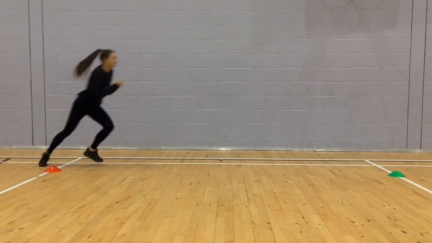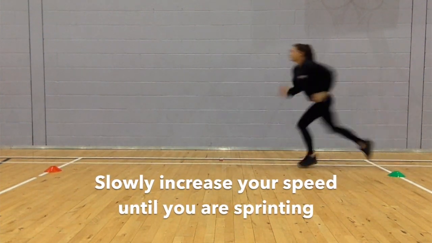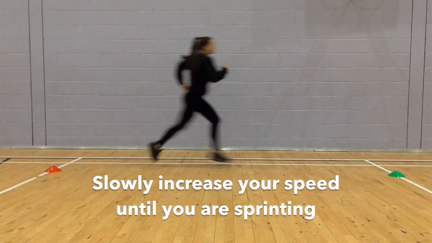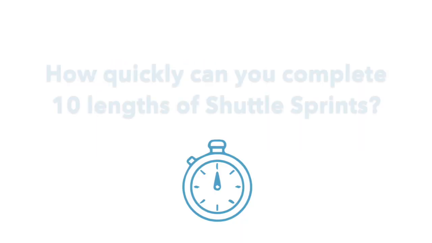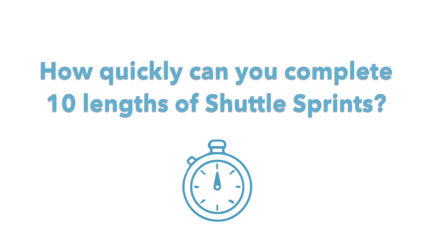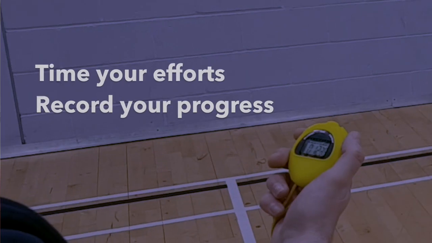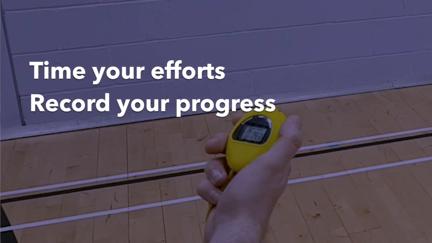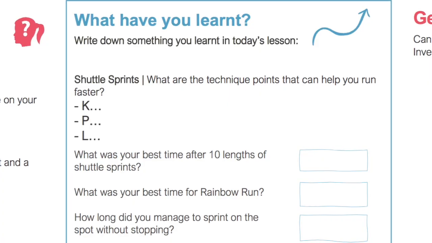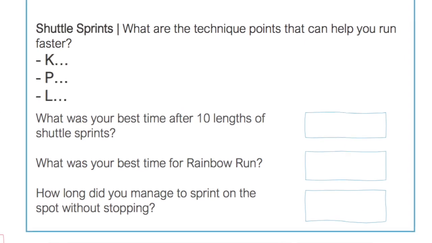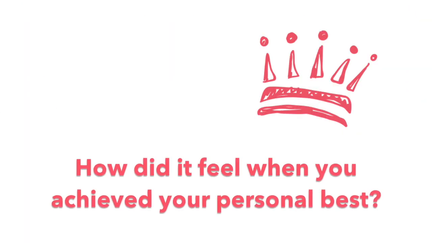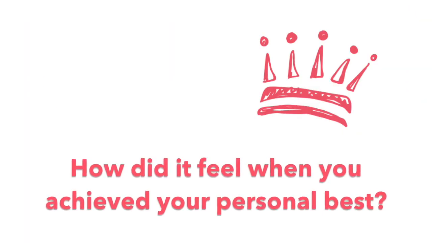Once you feel confident, slowly increase your speed between the markers. Build up steadily until you're sprinting. It's time for a challenge. How quickly can you complete 10 lengths of shuttle sprints? Ask a partner to help time your efforts and record your progress. Take a break between your attempts and write your best time in the space provided on the worksheet. How did it feel when you achieved your personal best?